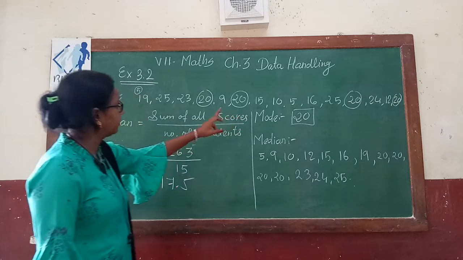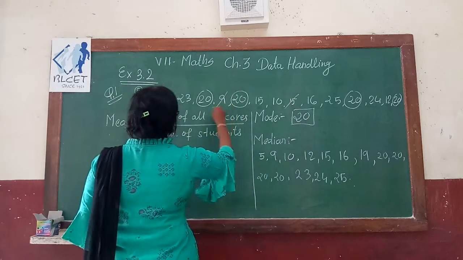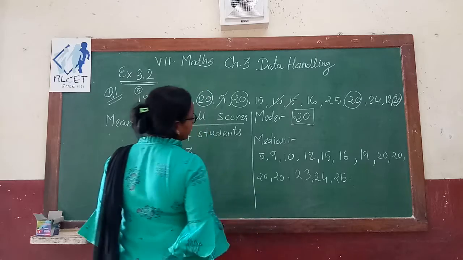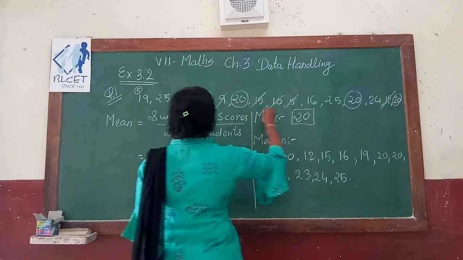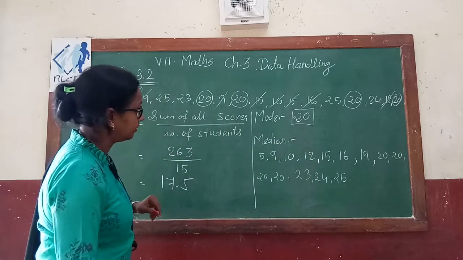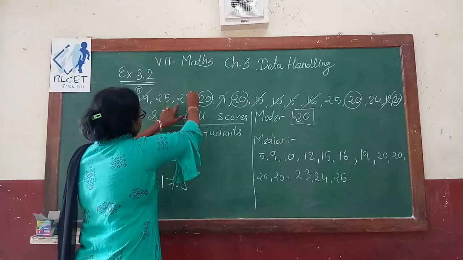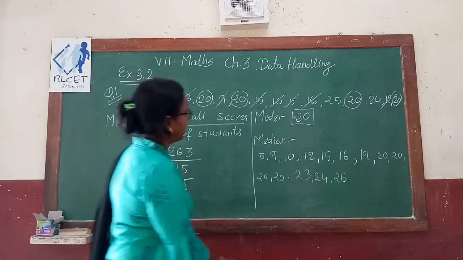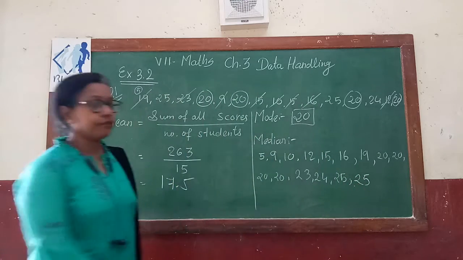5 is there. 9 is there. 10 is there. 12 is there. Then 15 is there. 16 is there. 19 is there. 20 that is also there. Then 23 is there. Okay, 25 repeated 2 times.